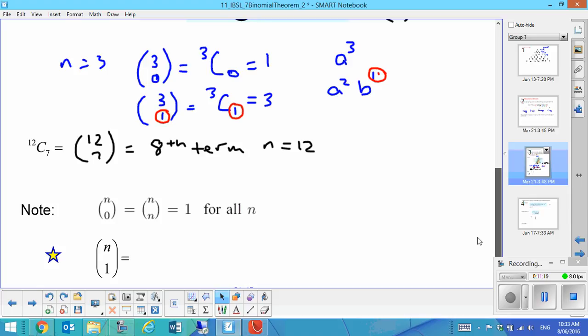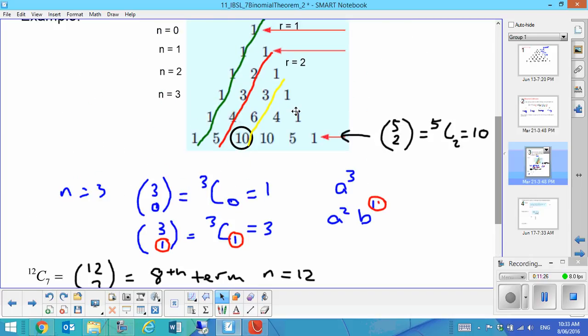A couple of things to note. nC0 is the same as nCn, it is 1. So that's the outside of our Pascal's triangle. They are always 1, around there and down the outside there.